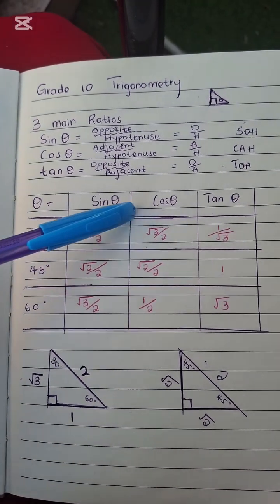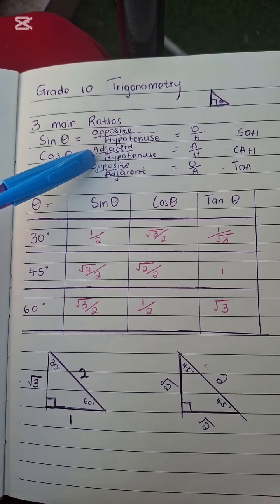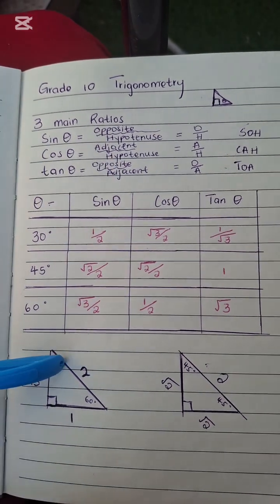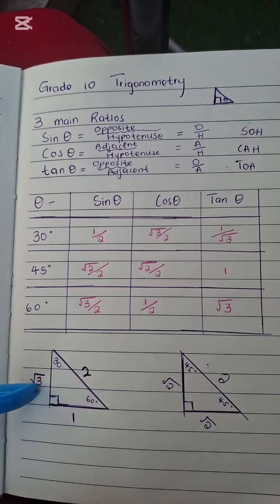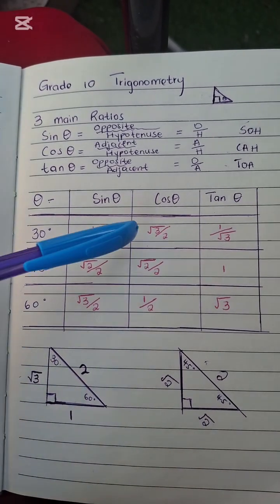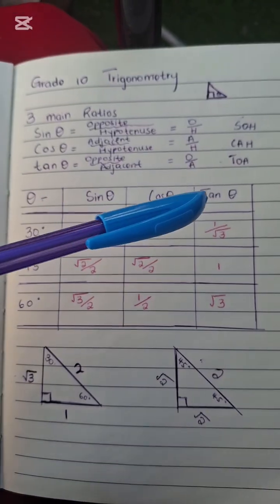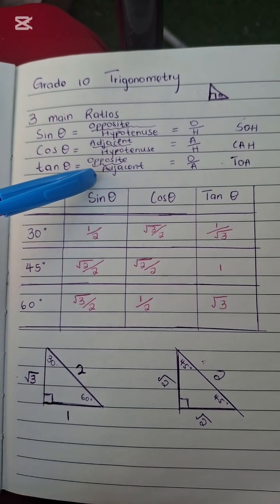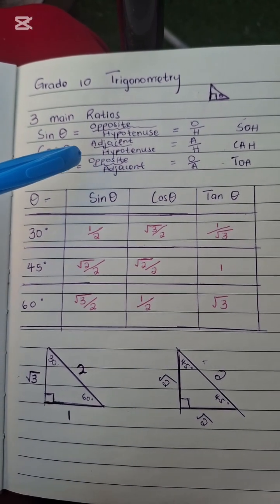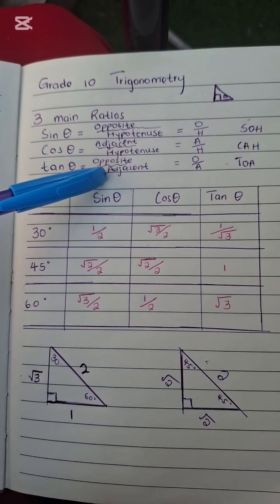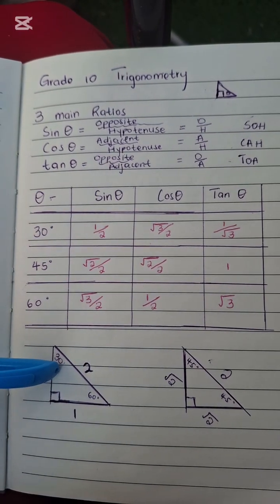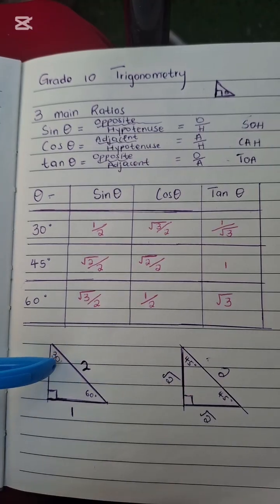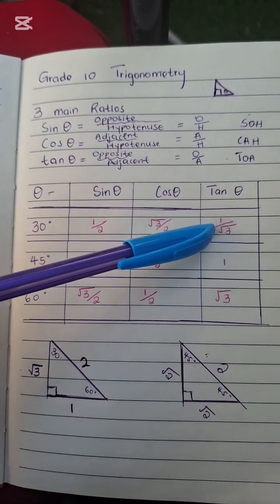There you go. Cos of theta, which is adjacent over hypotenuse, the side next to the angle over hypotenuse. There is our 30. The side next to our 30 is this one over hypotenuse, which is this one. Tan of theta, which is opposite over adjacent, the opposite side over the side next to the angle. Here is our 30 degrees, the opposite side of it, and over the side next to it, which is it.